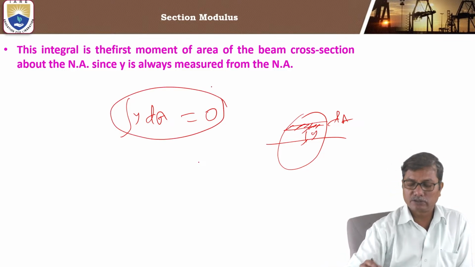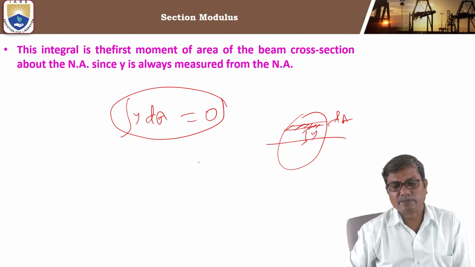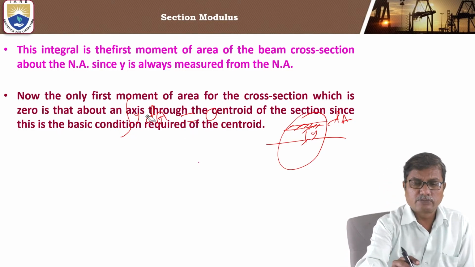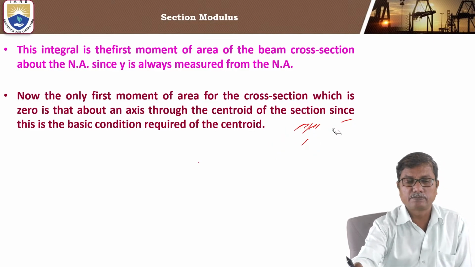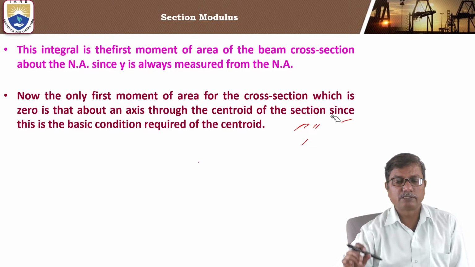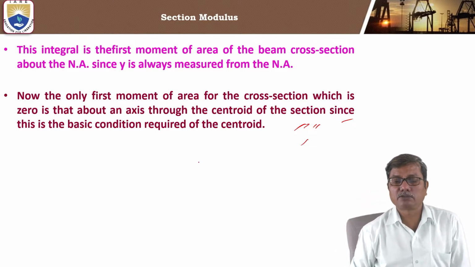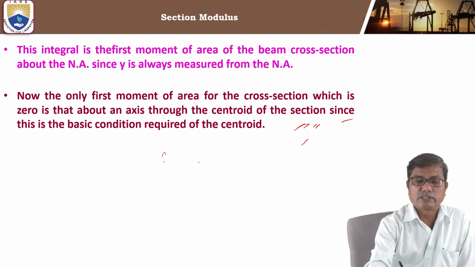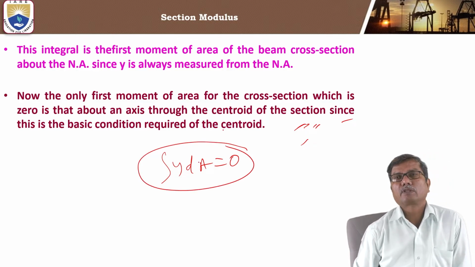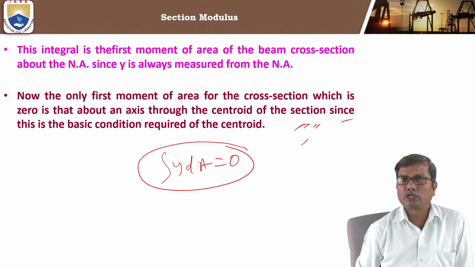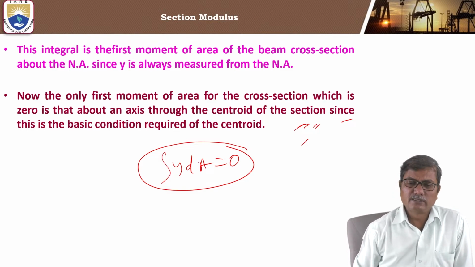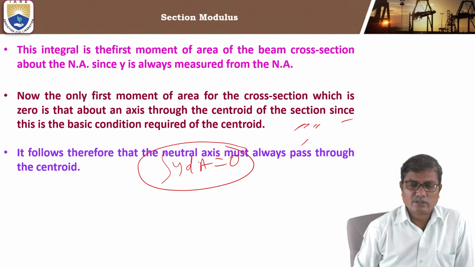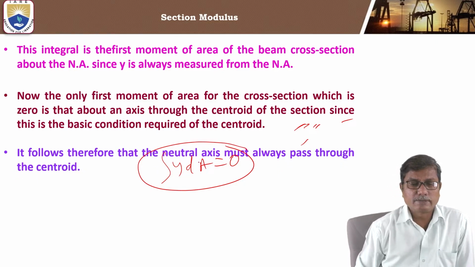So what does this mean? The first moment of area for the cross section is 0 about an axis through the centroid of the section, since this is the basic condition required for the centroid. So sigma y dA equal to 0 says that the neutral axis passes through the centroid of the cross section. The neutral axis must always pass through the centroid.